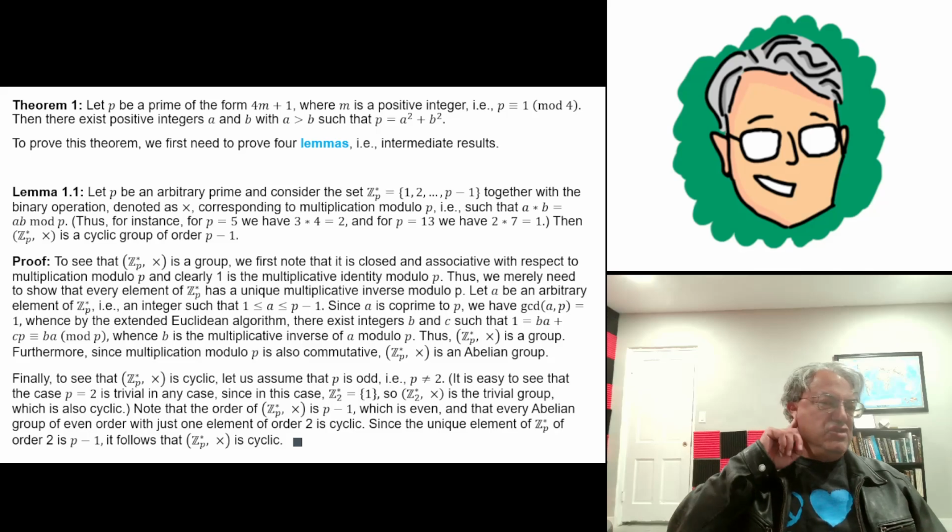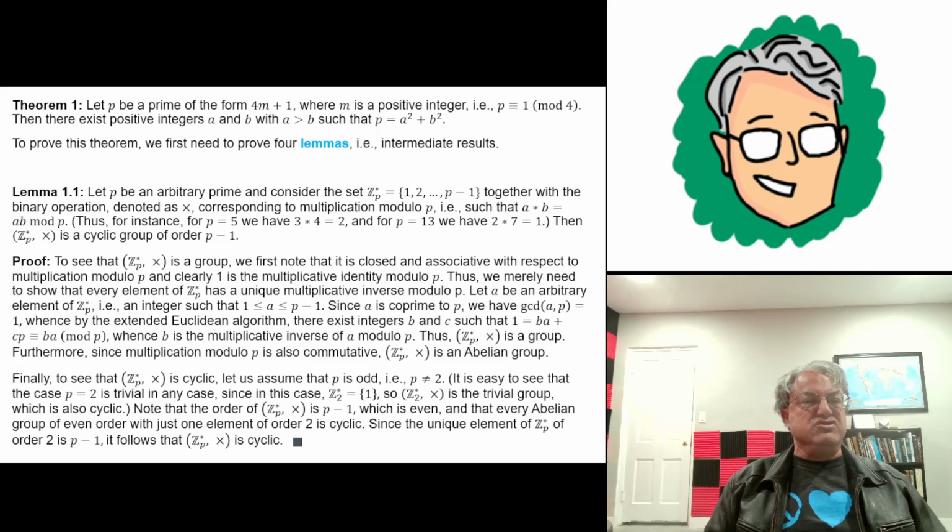Well, that means we can ignore C times P because we're doing everything modulo P. That just means that 1 equals A times B, or B times A. It doesn't matter because multiplication is commutative modulo P. So that means that B is a multiplicative inverse of A modulo P. That's nice. And this is a very nice result, by the way.